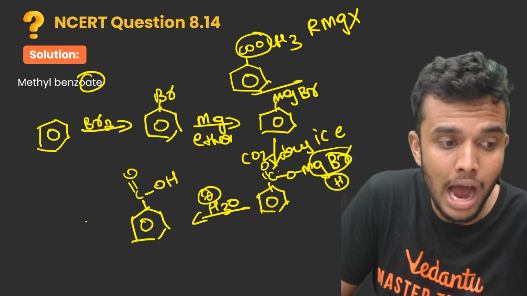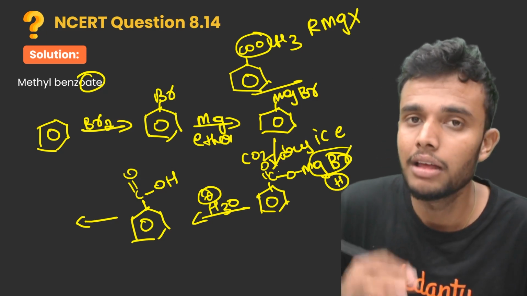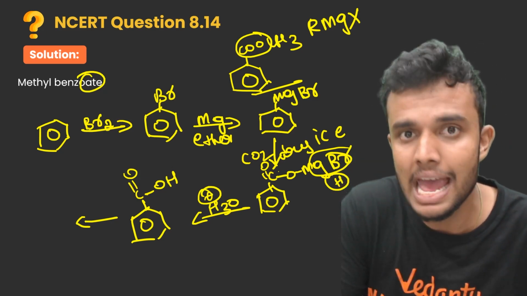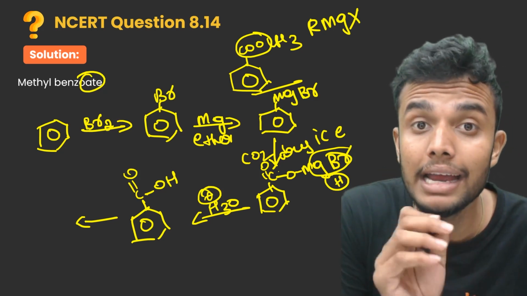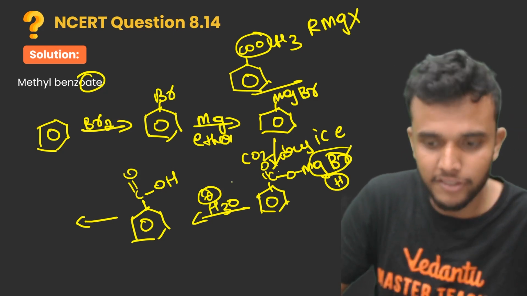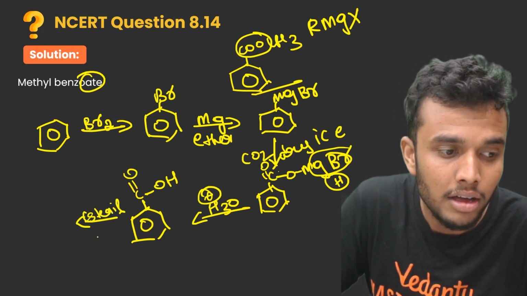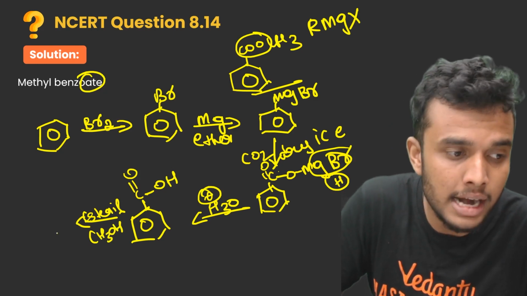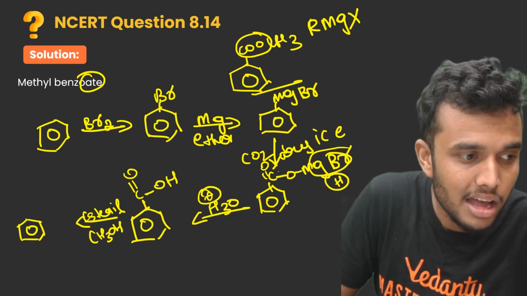But we need methyl benzoate. That's why we use esterification, students. Esterification is nothing but an acid reacting with an alcohol to yield an ester. This reaction is called an esterification reaction. The next step is esterification. It's reacted with methanol to yield methyl benzoate. Understood, students?